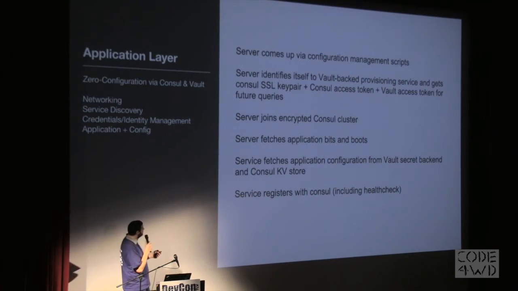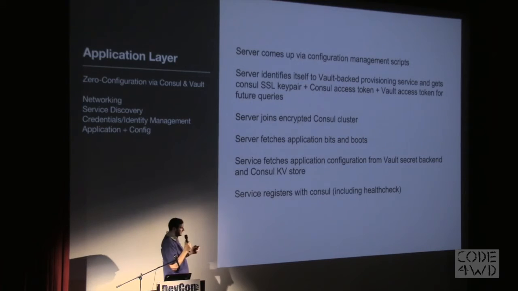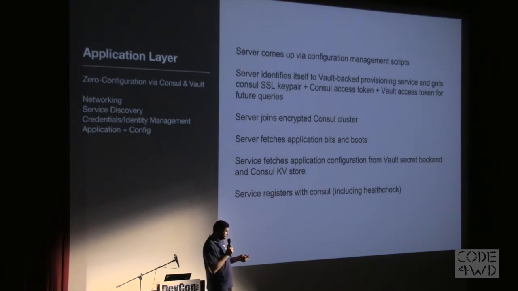And what it looks like when it's booting, so the order here is slightly different. We still come up with Chef. The first thing we do is we talk to that provisioning service that I haven't forgotten my promise to talk about. And it gets a Consul SSL key pair so that it could start joining the encrypted cluster, and a Consul access token and a Vault access token for further requests to Vault. The server can now join an encrypted Consul cluster instead of a plain text Consul cluster.